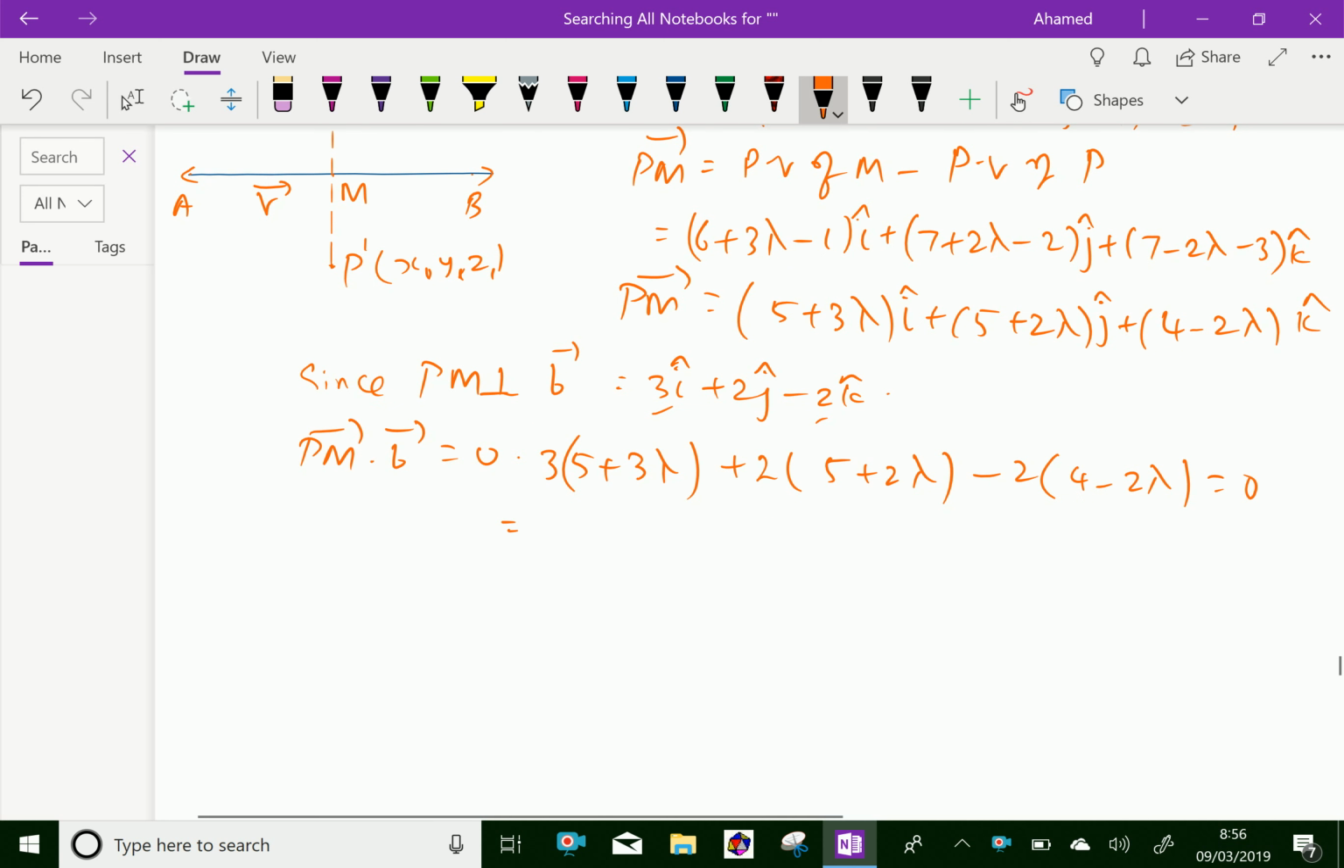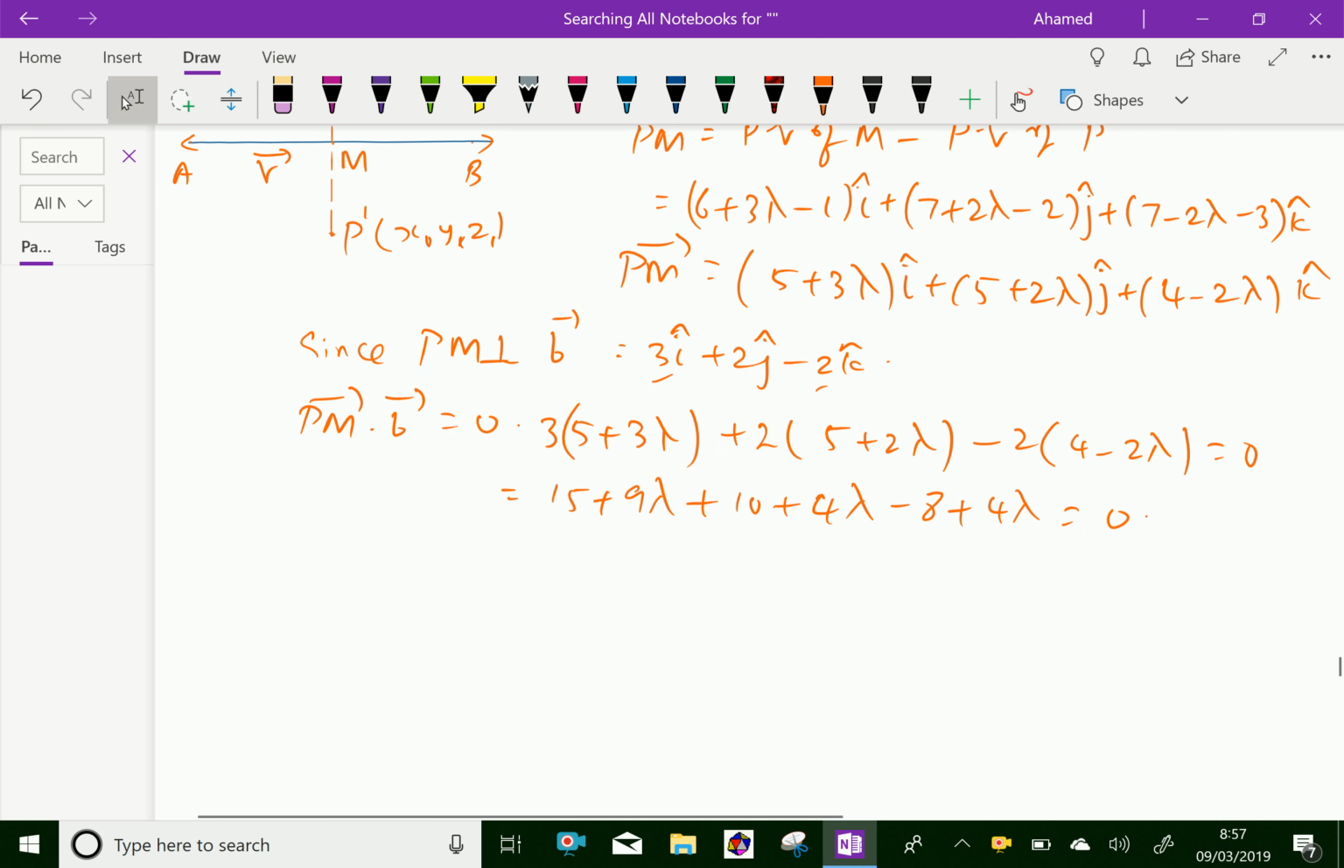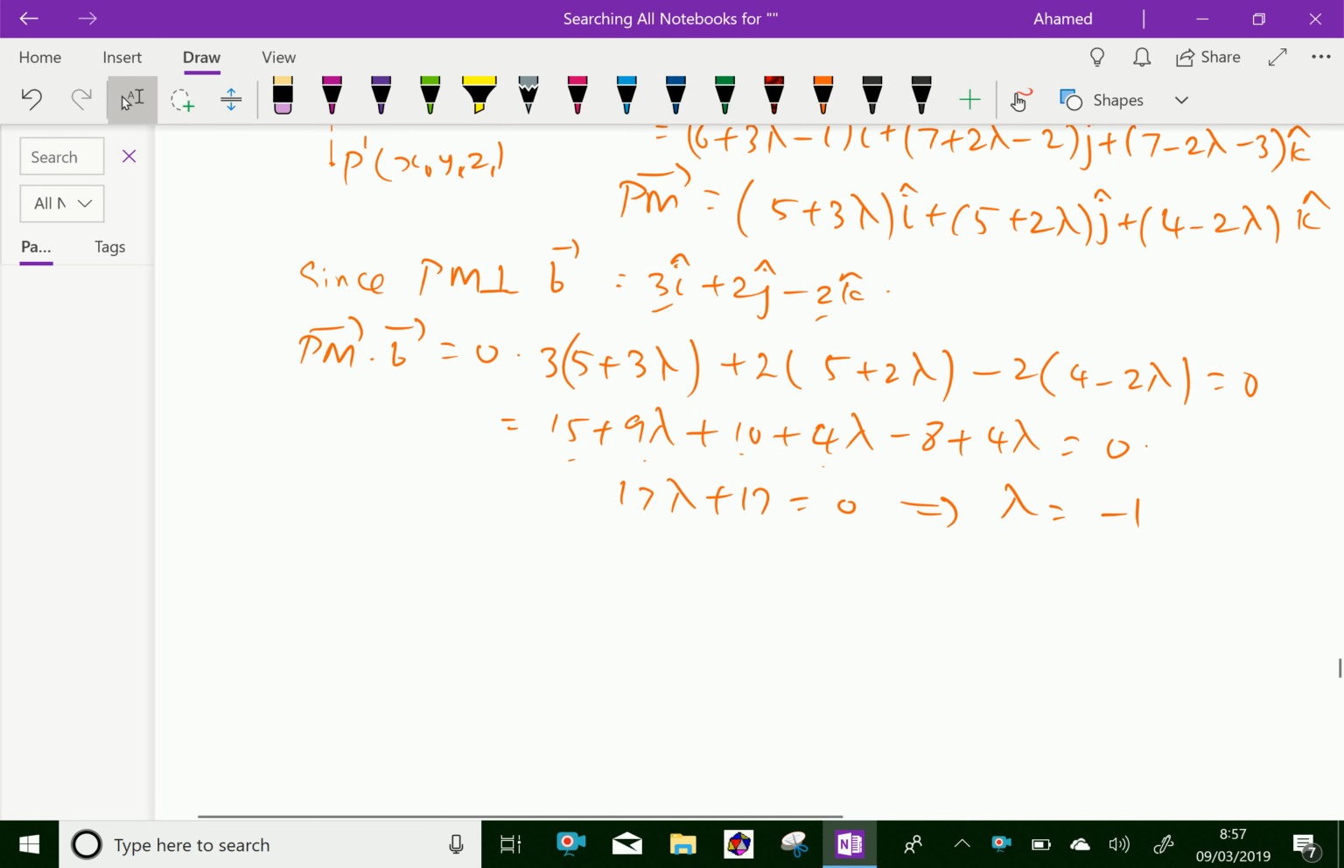This gives 15 plus 9 lambda plus 10 plus 4 lambda minus 8 plus 4 lambda equal to 0. So 17 lambda, 15 plus 10 is 25, 25 minus 8 is 17, plus 17 lambda equals 0, which gives lambda equal to minus 1. Now I got lambda as minus 1.